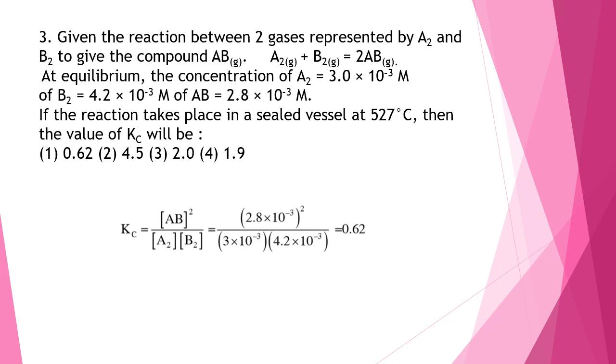Now we know that Kc here will be equal to AB whole square divided by A2 into B2, and we know the values, so Kc will be equal to 0.62. So the correct answer here will be option 1.